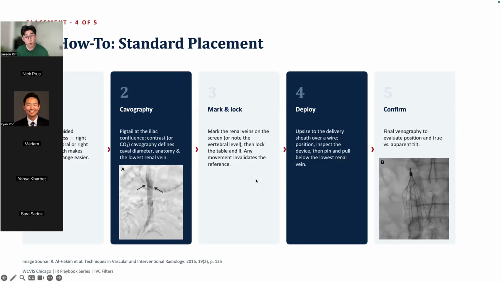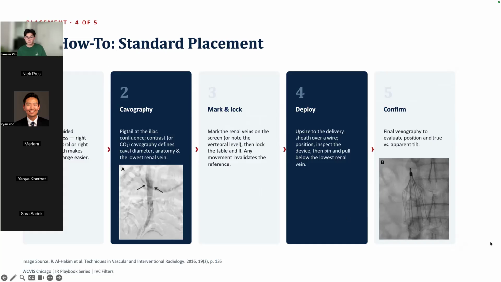Third is you mark where the renal veins are. That's either by drawing on the screen or noting the level of the spine. And then you lock the table and the camera in place. This part matters because if anything shifts after you've made your mark, that mark is no longer accurate, and you might have to do it again.